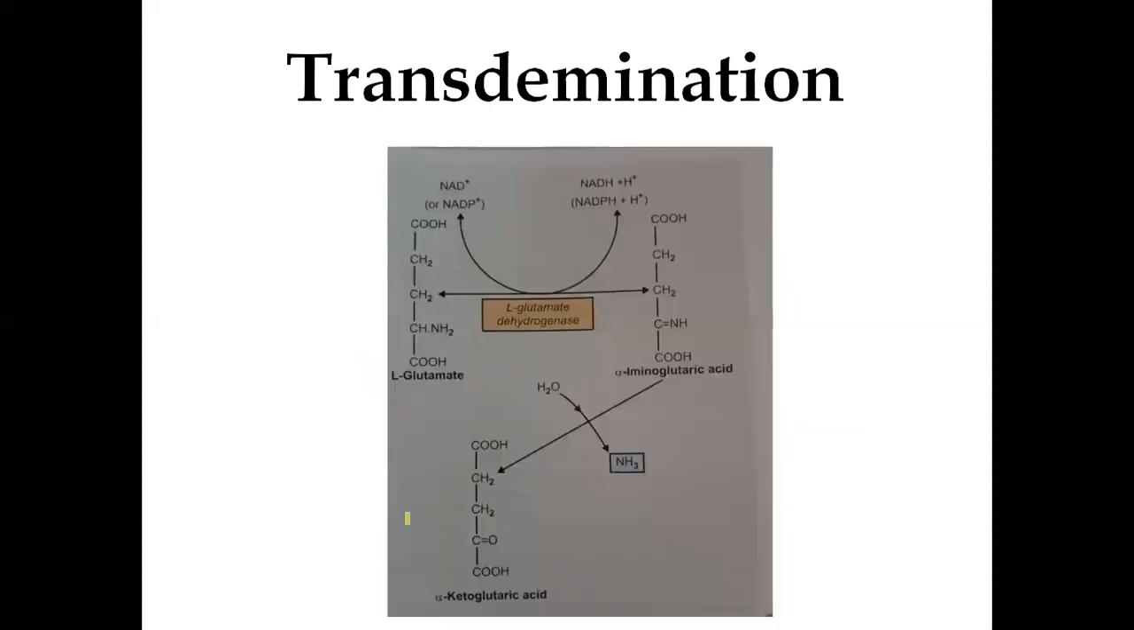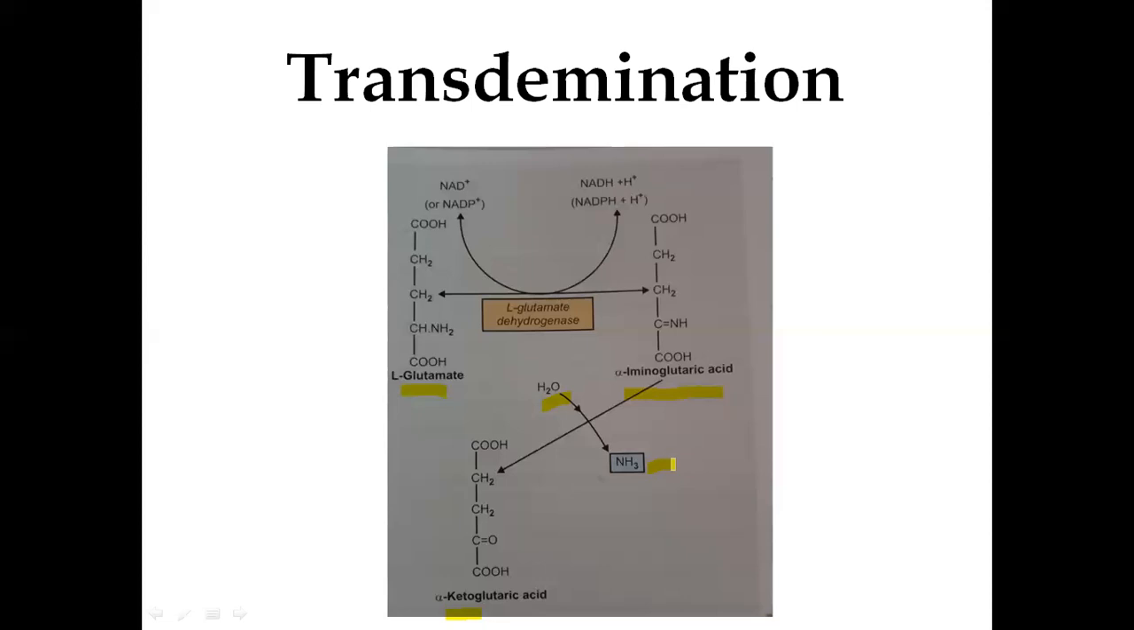Now we'll see the mechanism of this transdeamination. Here, this enzyme converts L-glutamate into alpha-aminoglutaric acid in the presence of the enzyme. Later, this alpha-aminoglutaric acid combines with a molecule of water, and NH3 is removed. NH3 is deaminated. In turn, this aminoglutaric acid will be converted into alpha-ketoglutaric acid, and the NH3 removed will be utilized for the synthesis of other amino acids by combining with alpha keto acids.